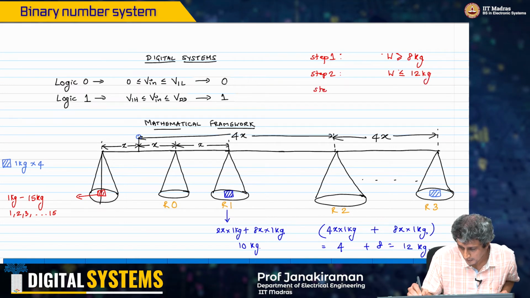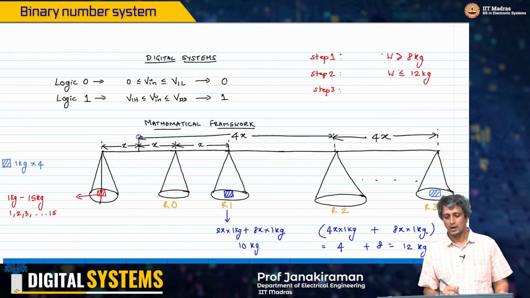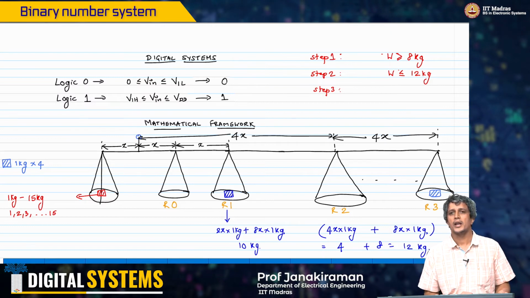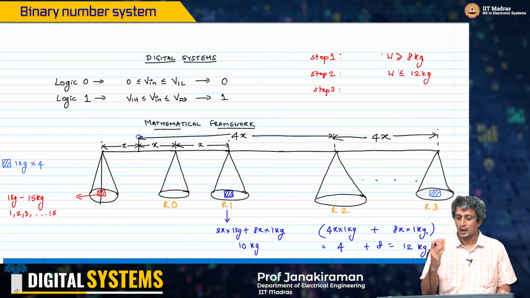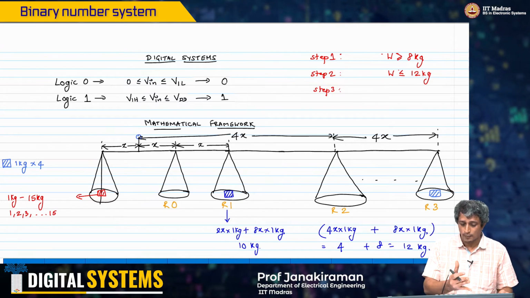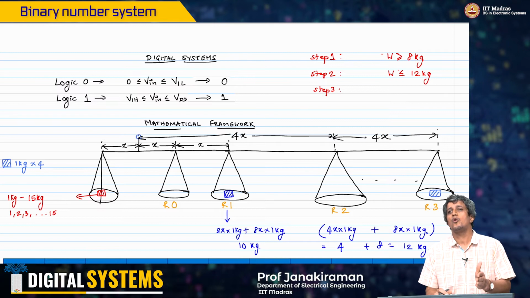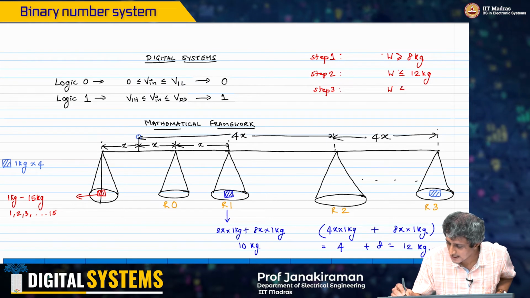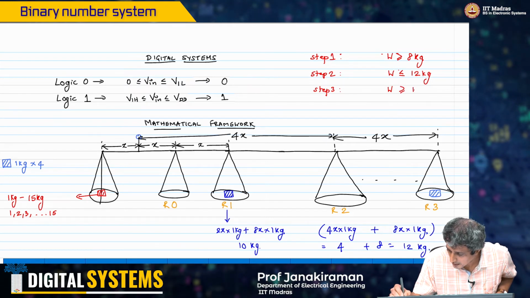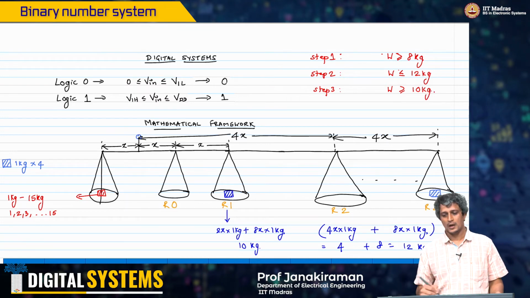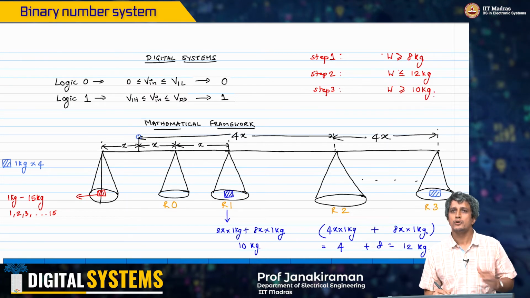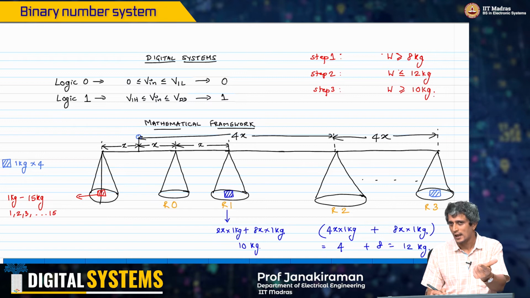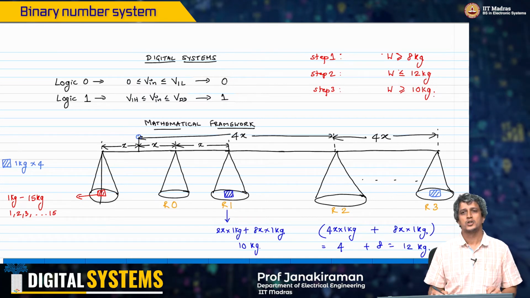In step 3, by placing the 1 kg on R1, what we are able to see is that the left hand side, the red block, is now heavier than this. So what we infer now is W is greater than 10 kg. If you look at steps 2 and 3, you will know what the integer weight should be. It is greater than 10, but less than or equal to 12, and therefore it has to be 11. So how do you do that?